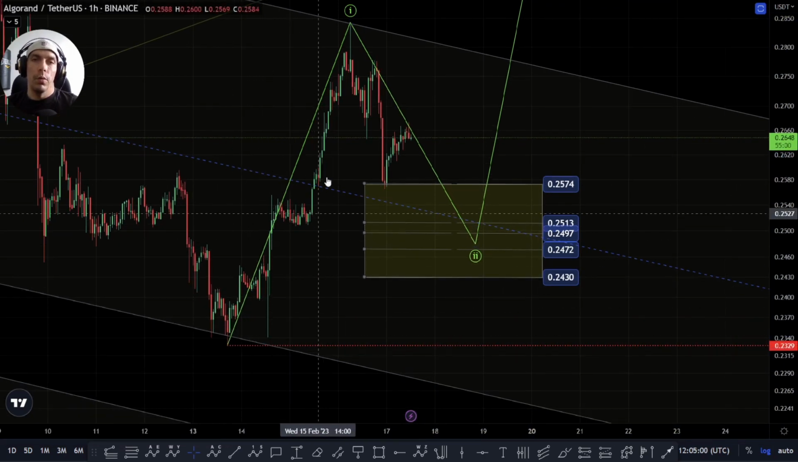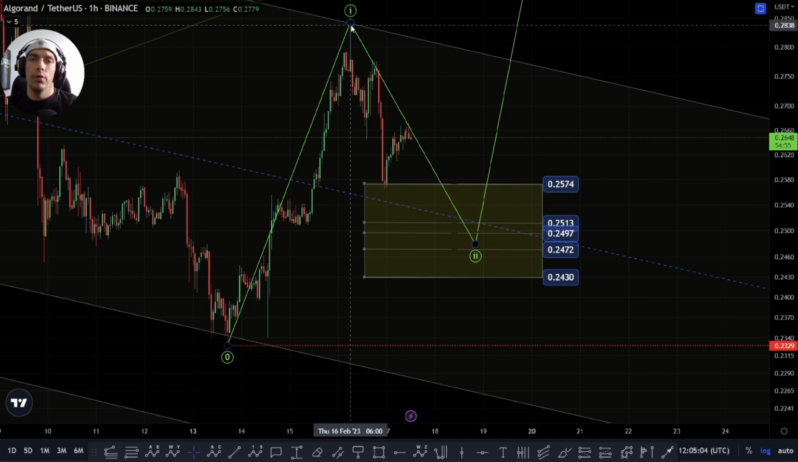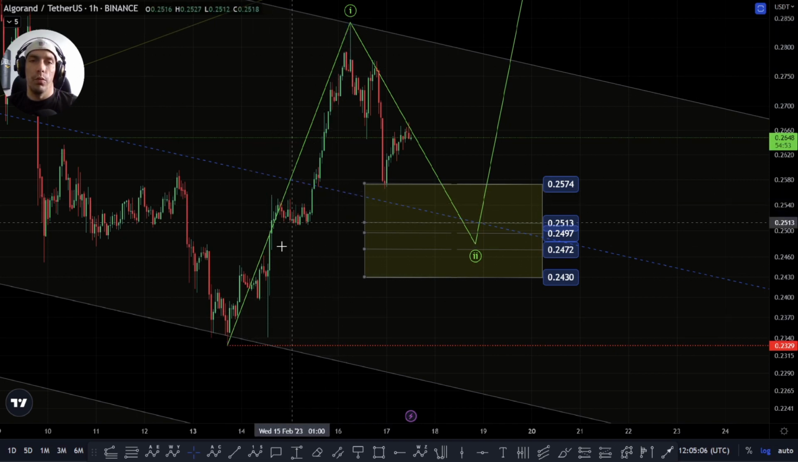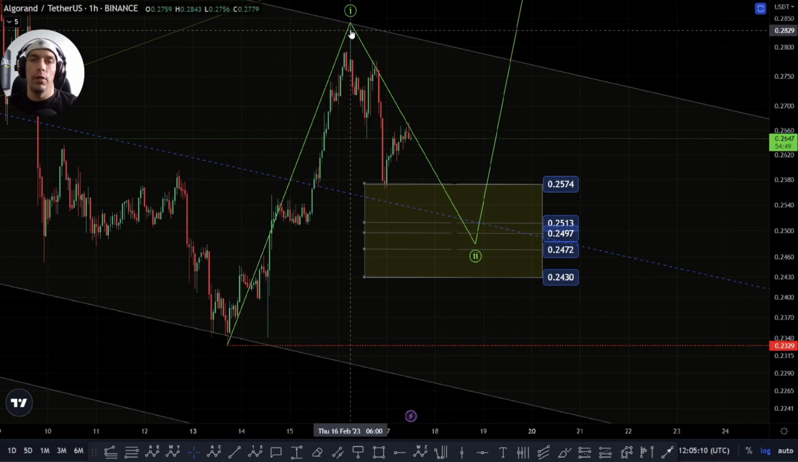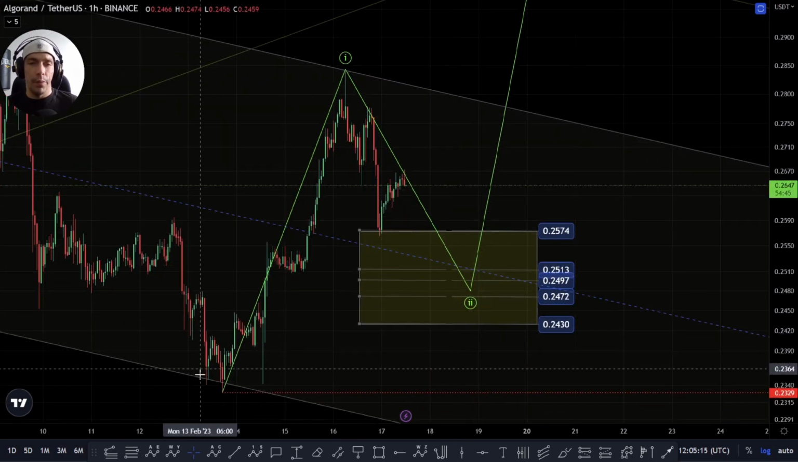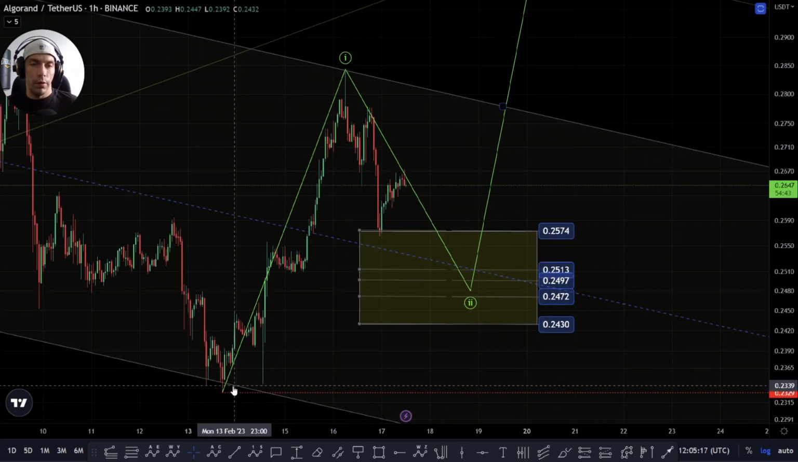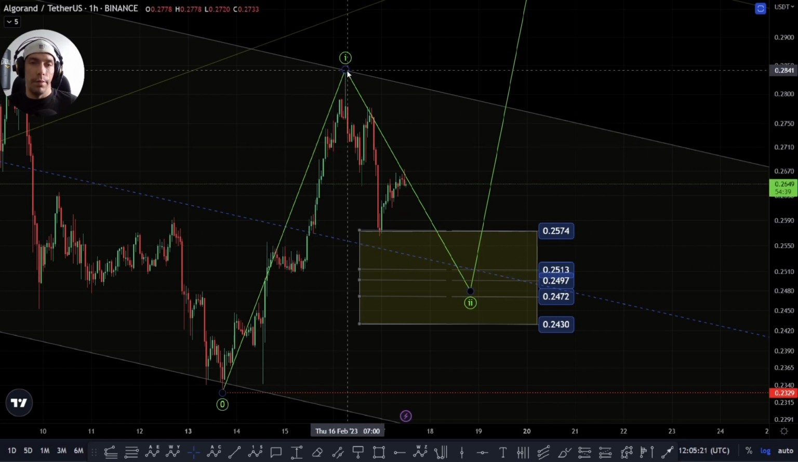a 1, 2. The problem is we don't really have a good structure here for a 5-wave move currently. I was looking at this as a 1, 2, potentially 3, 4, and a 5, which is still possible. Otherwise, we would have to look at it as a diagonal where this becomes 1, 2, 3, 4, and 5.